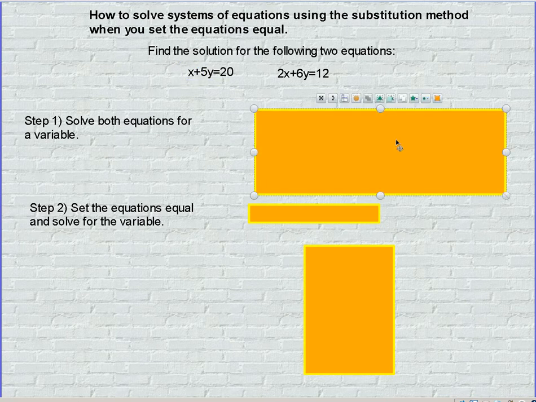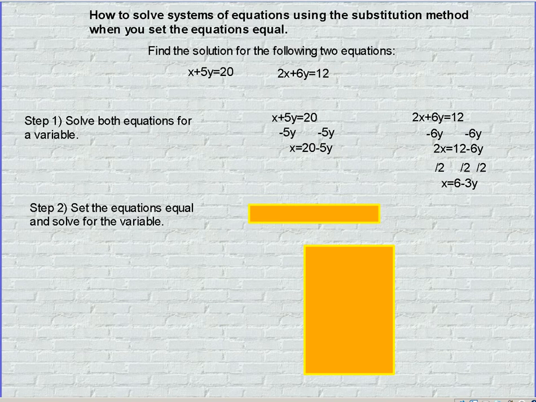That gives us the following. x is equal to 20 minus 5y. And since we're solving for both equations, we get x is equal to 20 minus 5y and x is equal to 6 minus 3y. Now what we're going to do is set these two equations equal to each other and solve for the variable, or we're going to solve for y. So let's see how that works.